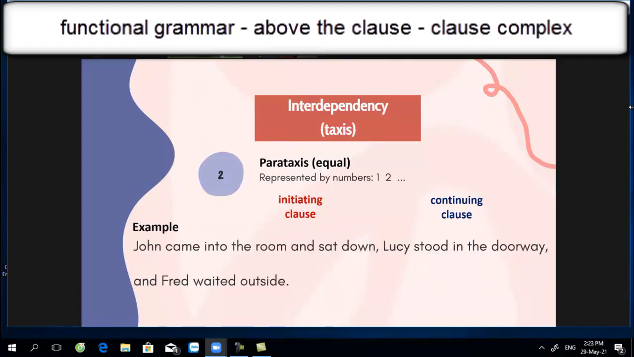For this sentence: John came into the room and sat down. Lucy stood in the doorway and Fred waited outside. So you can see John came into the room and sat down is the first clause, and it is the initiating clause or primary clause, and we put number 1 for it. The next one is number 2, and we have number 3. So we have 3 clauses.